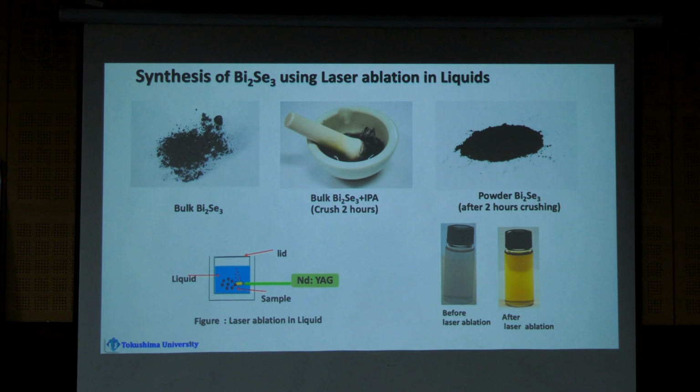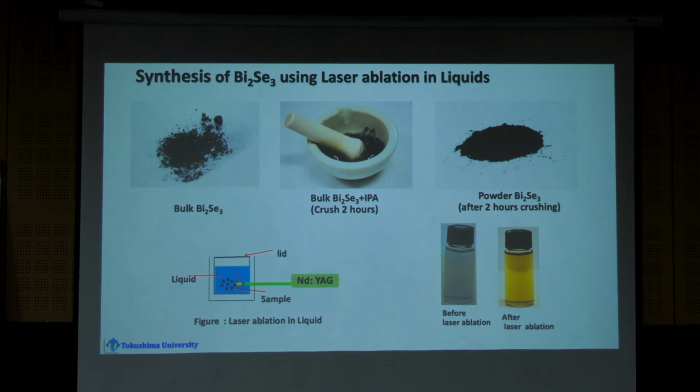Next experiment we did, we took powder, this time horizontal laser ablation of uneven powder. We crush it, okay, for 2 hours and make it fine powder, put it into the water and do the laser ablation for 2 hours, and you can see the black color powder change into yellow color.